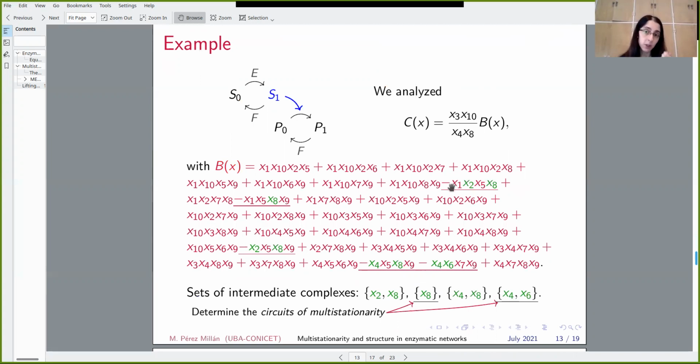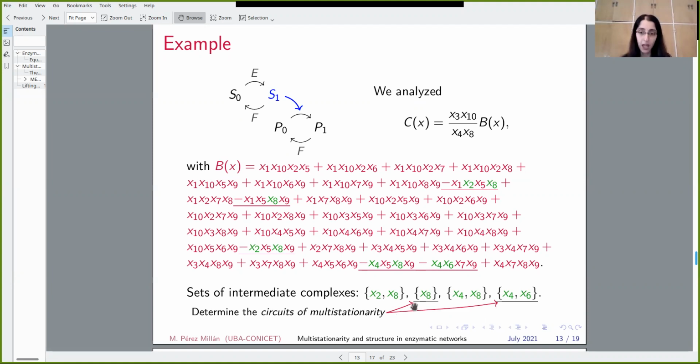And in this case, the multistationarity sign is minus. So we look at the negative terms and we inspect the intermediate species here. In this case, we order the species such that the intermediates are x2 and x8, and we build this set, x2, x8. Then here, x8, this set, x2, x8 is already here, 4, 8 here, 4, 6 here. So we consider the minimal sets with respect to the inclusion, in this case, x8 and then x4, x6. And these sets determine the circuits of multistationarity.